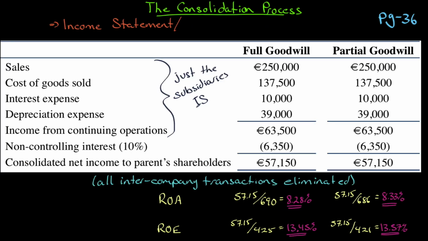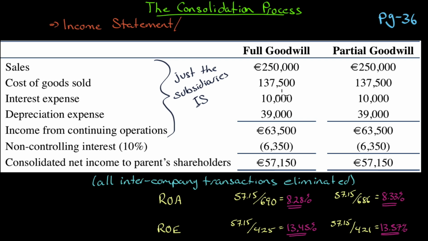All right, let's look at the income statement here, and what we're looking at here is just the subsidiary's income statement. We haven't consolidated anything. This is just what we expect to find on the subsidiary's income statement. So we'll look at full goodwill and partial goodwill. Sales of 250, the same in both. Cost of goods sold, the same in both. Interest expense, the same in both. Depreciation, the same in both. Income from continuing operations, the same in both. I think you're getting the picture here, right? It doesn't matter if it's partial or full goodwill that the parent is using. When the parent consolidates the income statement, regardless of what they're using, nothing changes. There are no changes that need to happen here. So the non-controlling interest will be $63.50 in both cases.